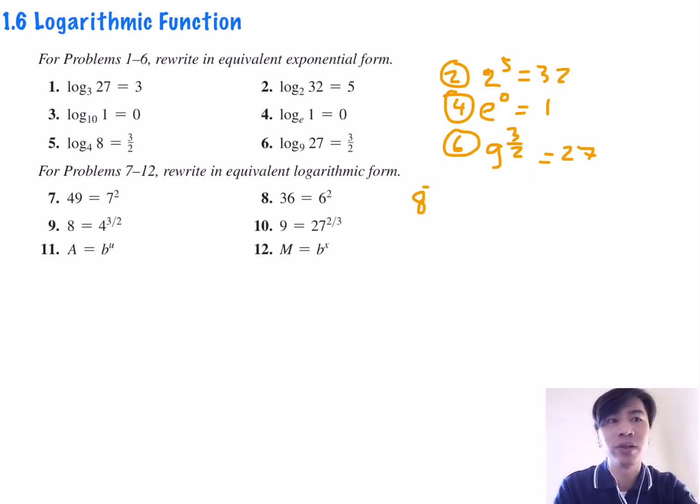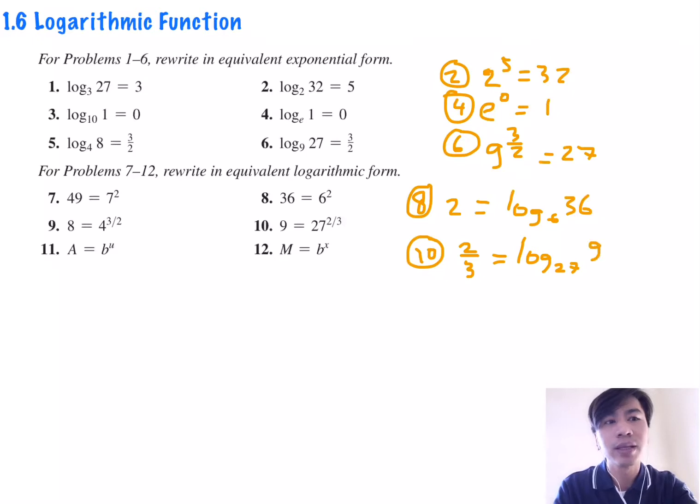This is a good practice. If you're not familiar with changing the exponential to logarithmic or logarithmic to exponential, I suggest that you do all these numbers instead of only the odd numbers. So number 8, it asks you to change it to the logarithmic form from the exponential.